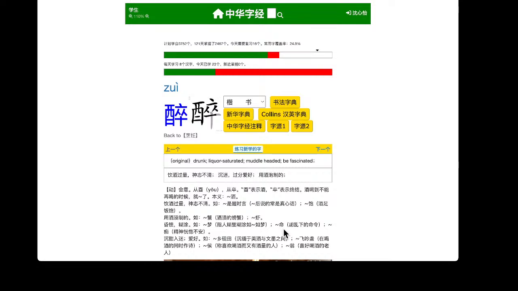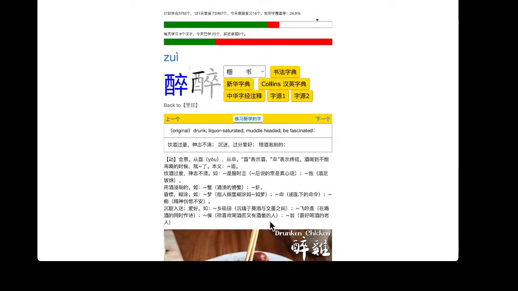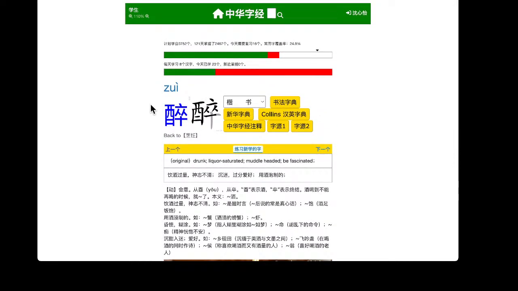Now the fourth meaning is somebody being fascinated about something and fully attracted into it, and they spend a lot of time on it. This is called 醉心. They use that character to refer to a person who has enthusiasm and fascination about something.